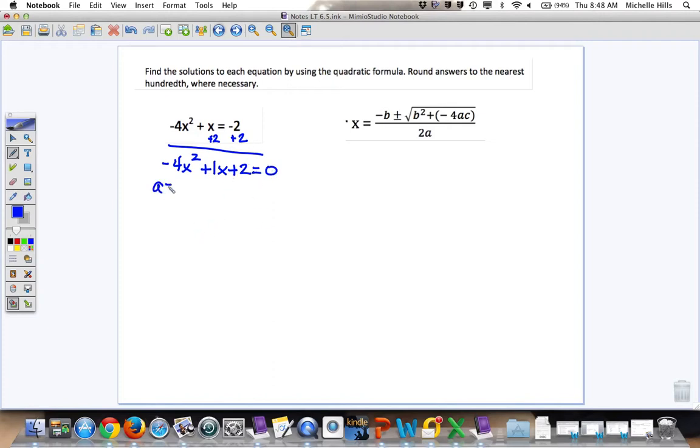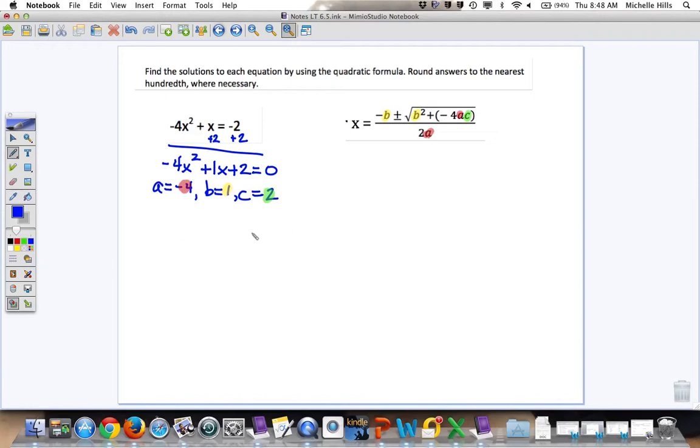So a is the coefficient of the x squared term, which is negative 4, b is the coefficient of the x term, which is positive 1, and c is the constant, which is a positive 2. I'm going to now take those, and where I see a in this formula, I'm going to substitute negative 4. And where I see b in this formula, I'm going to substitute positive 1. And where I see the c in this formula, I'm going to substitute positive 2. The work I expect to see on this first step is only substitution.